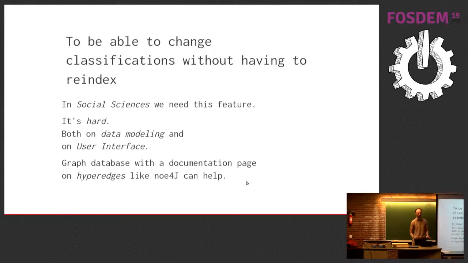My takeaway: what we need is to be able to change classification, because classifications are very important for social scientists. Very important. This is how we analyze, mainly by hand, maybe with some machine learning algorithm that helps us, but by hand at some point. Without having to re-index, because this takes a long time and is heavy, and we don't want to do that. So it's hard, both on the data modeling part, which database you're going to use and how you're going to traverse or query it, and on the user interface.